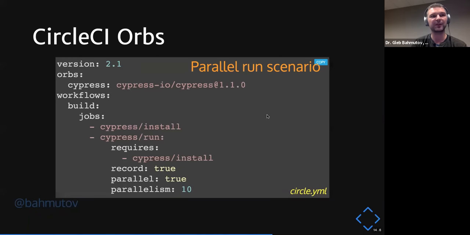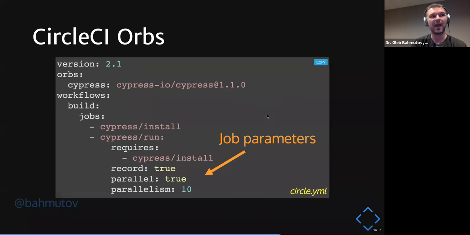Here is the most complex parallel test execution config file, and it's not more complicated than the simple case. Again, everything is controlled via job parameters. We need to set record true because running in parallel requires the Cypress API to balance tests. We need to declare that we want to run tests in parallel using parallel true flag. And we need to tell CircleCI how many machines to spin to run the test. In this case, we pass value 10 to parallelism parameter.